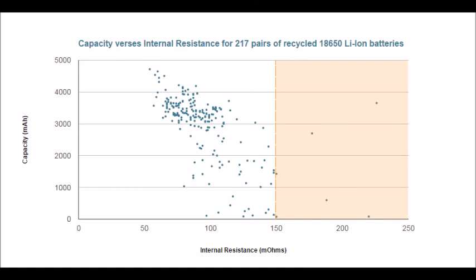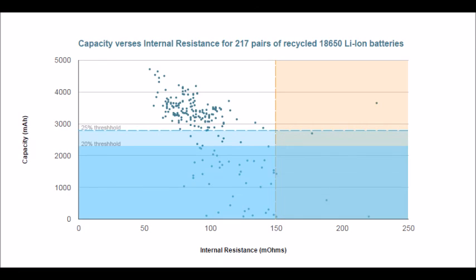If I was feeling more fussy, I could go down to 125 milliohms. Then, in terms of capacity, I could discard the lower 20%, and that would give me a pretty good result. An arbitrary lower boundary of 25% in this batch brings me down to a threshold at 2,800 milliamp hours.